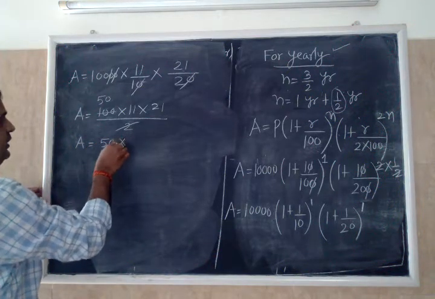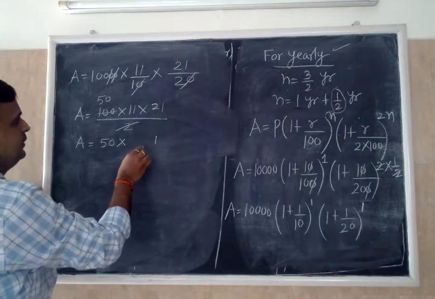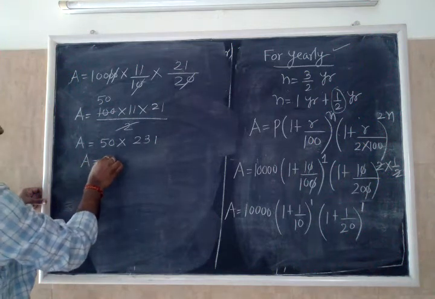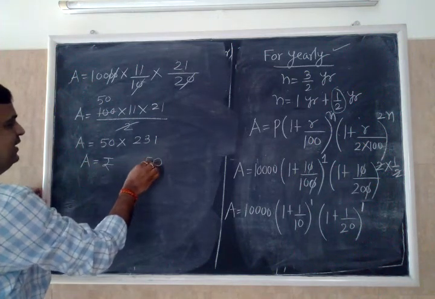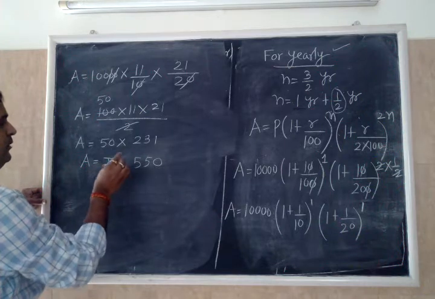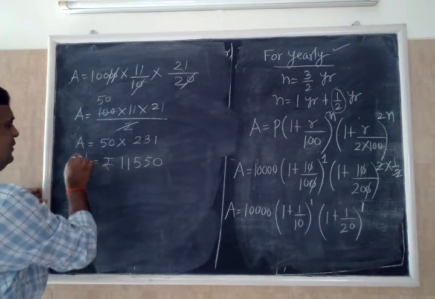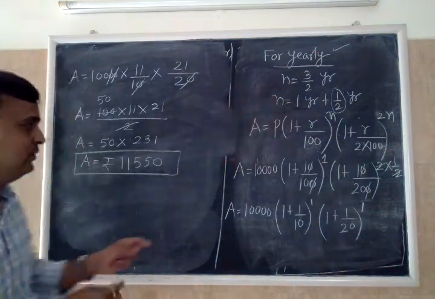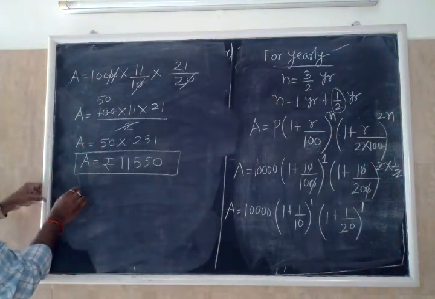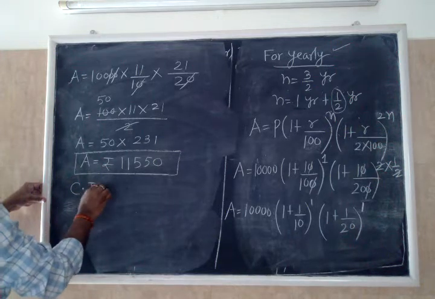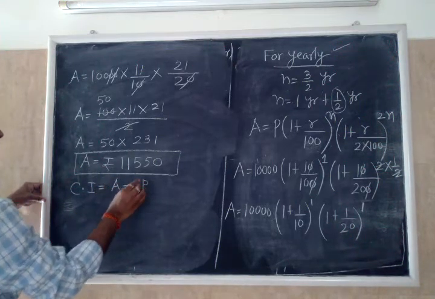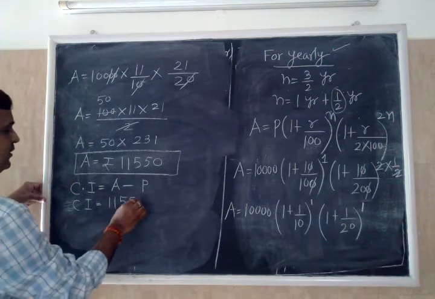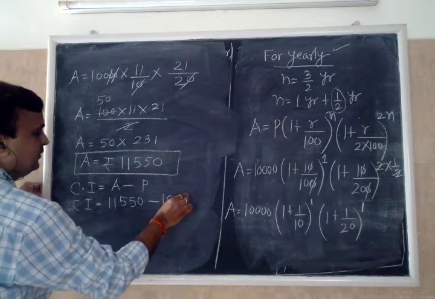So 50 into 11, 1s are 11, 22 plus 1, 231. So A is rupees 5 1s are 5, 5 3s are 15, 5 2s are 10 plus 1, 11,550. But you have to find compound interest for yearly. So now you find CI. Compound interest CI, that is A minus P.